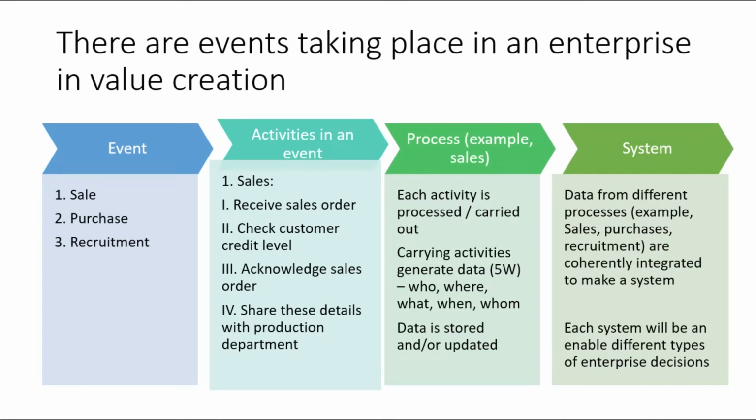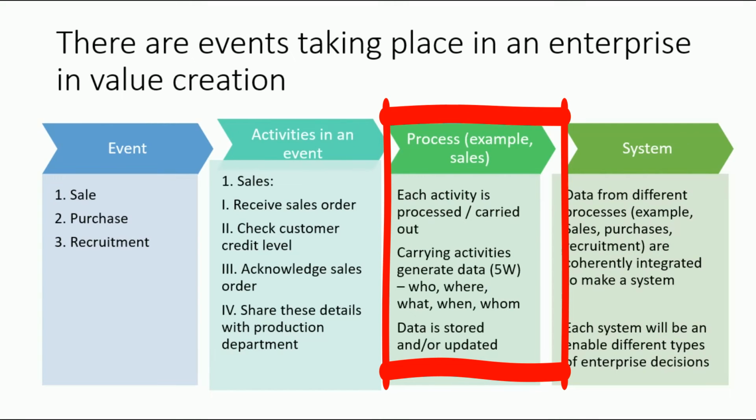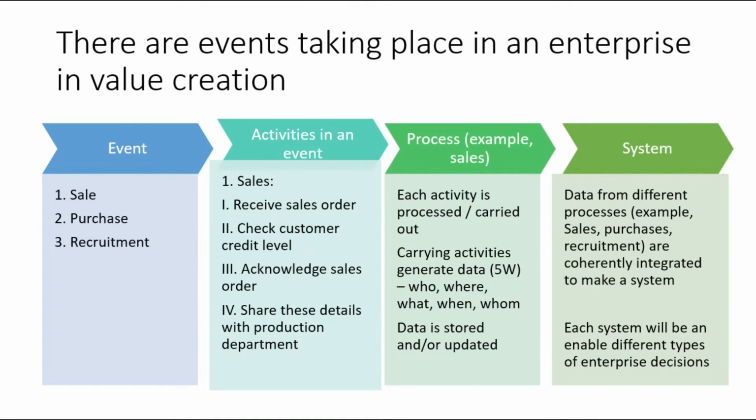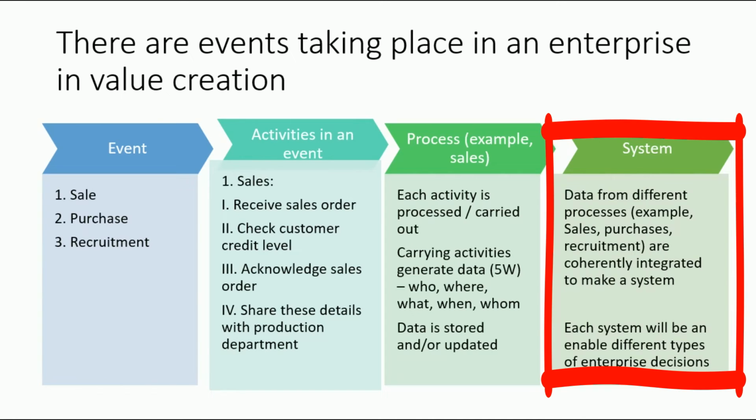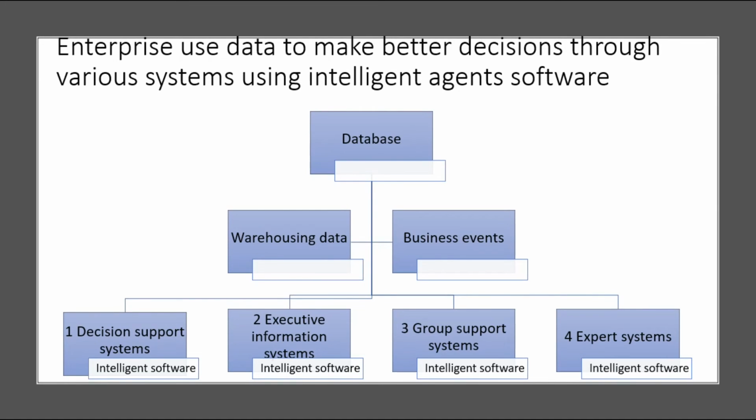And this data that comes from different processes, like order processing, then the delivery processing, and so forth, this data is then integrated to make a system. Each system will enable different types of enterprise decisions. So if you look at an enterprise data, it allows us to make better decisions.